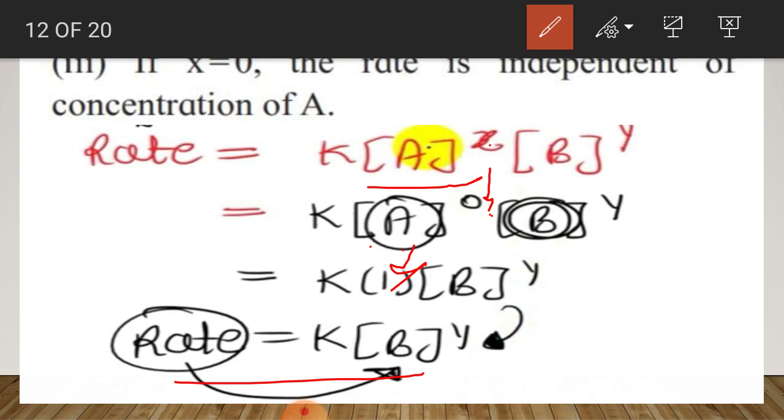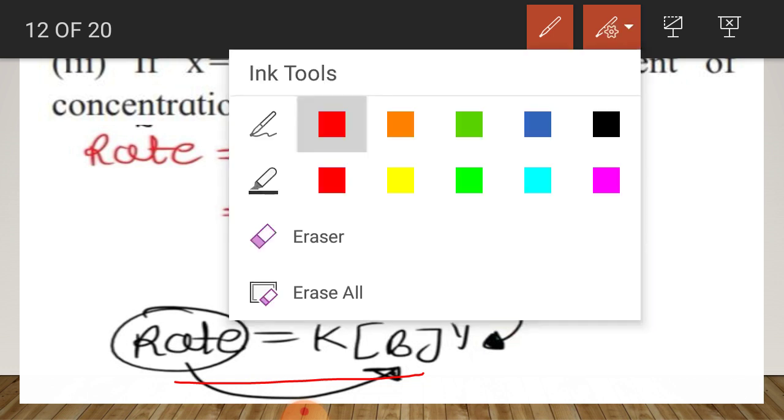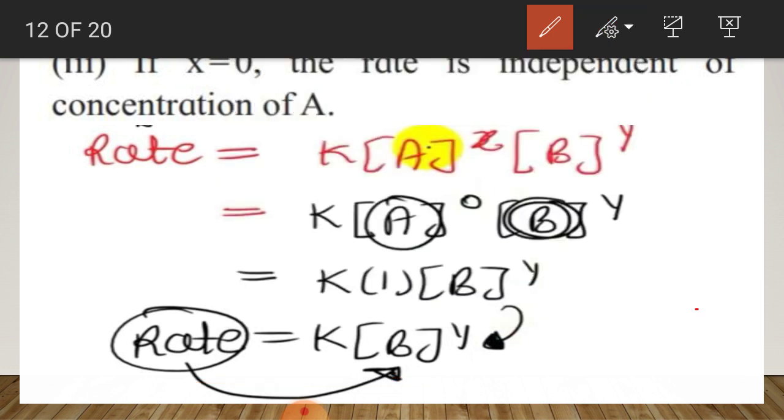And if we take Y as 0, the rate will be independent of the concentration of B. B will not affect the rate of the reaction because it will turn to 1, as here A raised to 0 has turned to 1. So 1 will not affect the rate of the reaction. Fine. So if X is equal to 0, the rate is independent of the concentration of A.